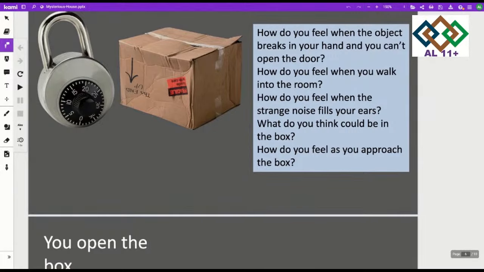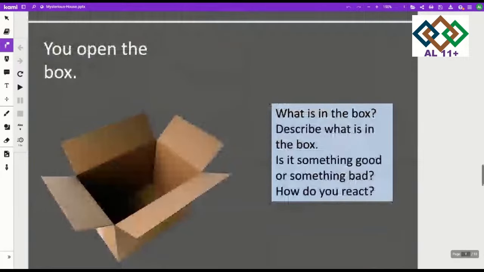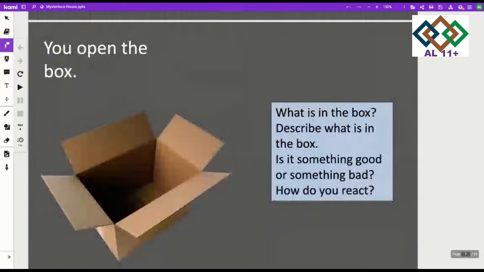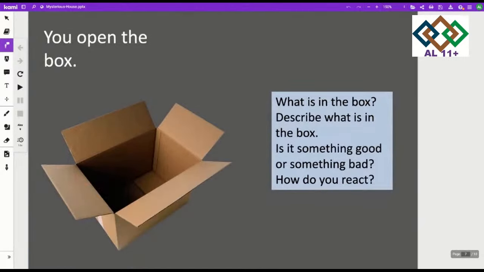So again, you all have to describe your feelings and you have to think about what are the things you could say. Now you tried opening the box. You had the courage, you opened the box, and unfortunately, nothing was there. So the box was absolutely empty.